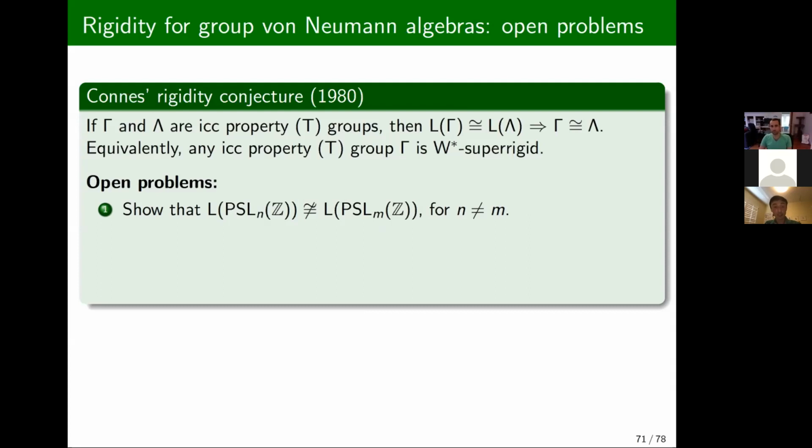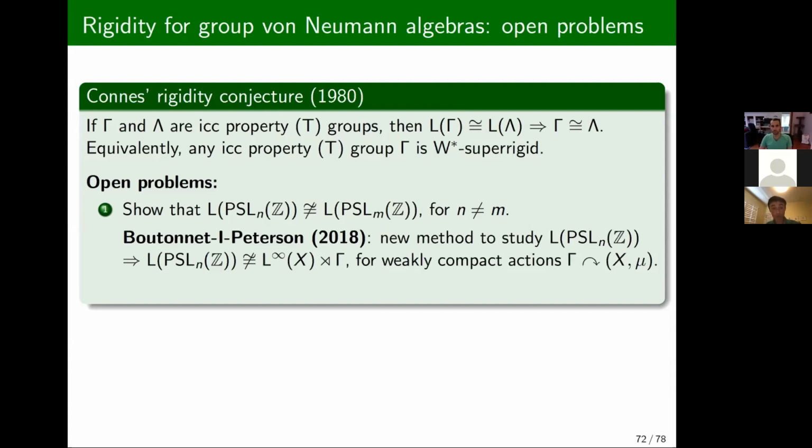Let me mention here that a couple of years ago, in joint work with Rémi Boutonnet and Jesse Peterson, we introduced a new method to study von Neumann algebras of PSL(n, Z). With it, we couldn't attack this problem, but we could prove some indecomposability results for the von Neumann algebras of SL(3, Z), for instance. So we could show that they're never isomorphic to a cross-product algebra or a group measure space algebra coming from a weakly compact action. So we could rule out some decompositions for PSL(n, Z) for n at least 3.